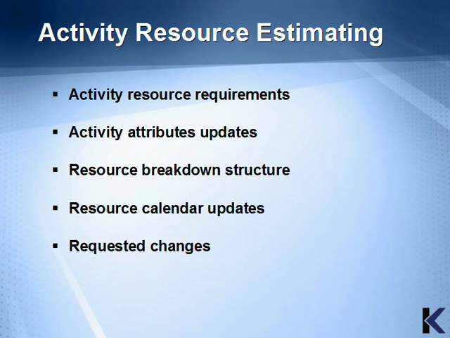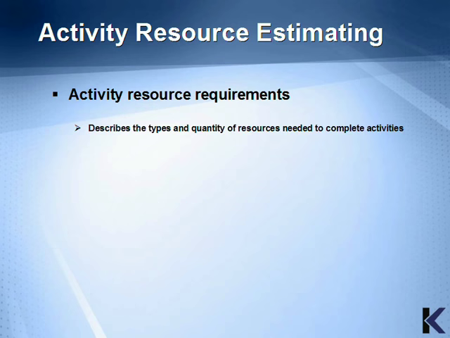The outputs for activity resource estimating include activity resource requirements, activity attributes updates, resource breakdown structure, resource calendar updates, and requested changes. The activity resource requirements describe the types and quantity of resources needed to complete the activities.